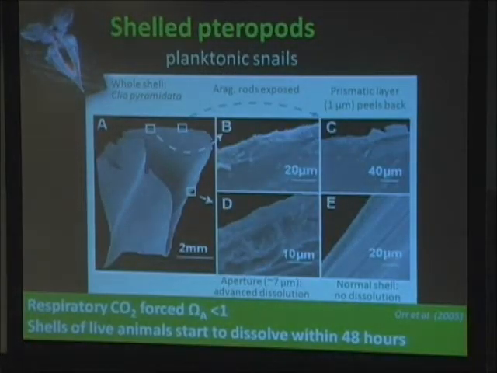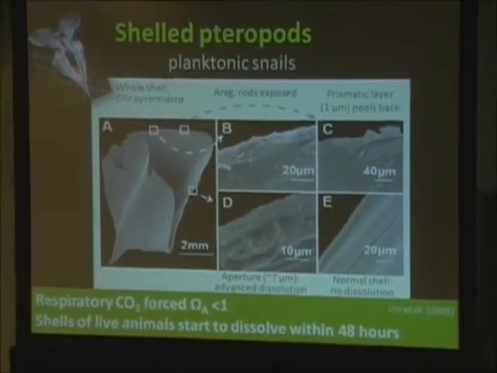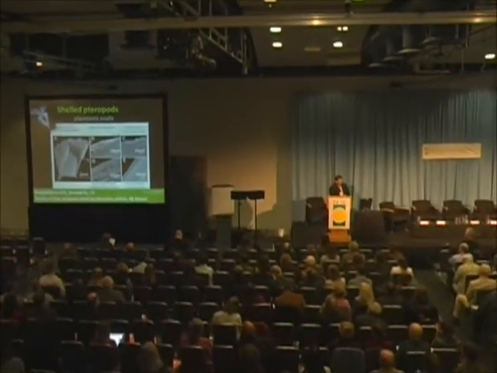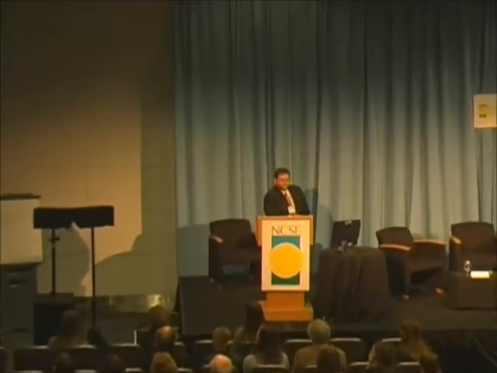Shelled pteropods are another one. These are small marine planktonic snails that are a major food source for a lot of our commercial fisheries. Pacific salmon, pollock, baleen whales eat these things. But some of this work by Jim Orr and Vicky Fabry has shown that these organisms actually start to dissolve while they're alive when saturation state goes below 1.